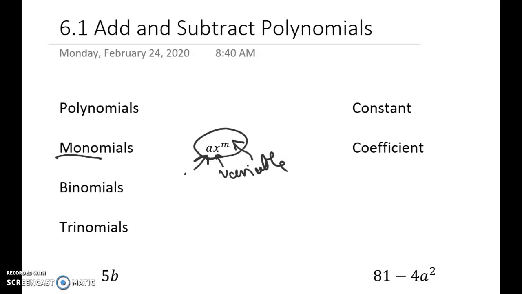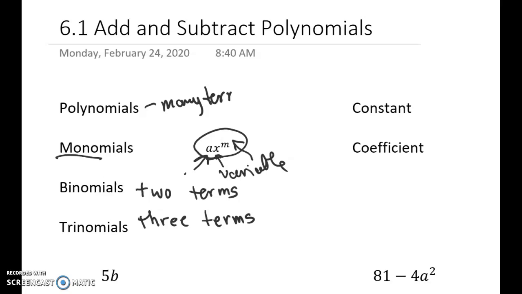A binomial is when we have two terms, two monomials added or subtracted together. And a trinomial is when we have three terms. So bi for two terms and tri for three terms. And remember, terms are separated by addition and subtraction signs. Poly, meaning many terms. Now, all of them are polynomials. A monomial, binomial, trinomial, they're all polynomials. But sometimes we like to specifically talk about polynomials that have one term or two terms or three terms.